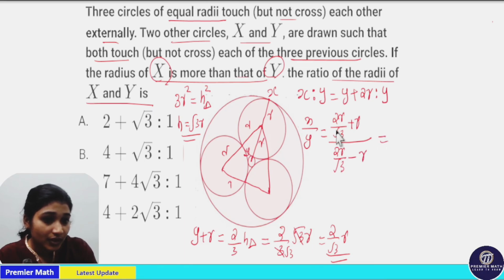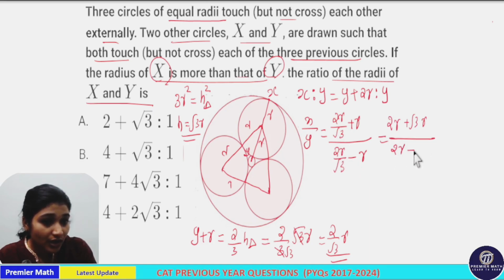Now, if you cross multiply, 2r plus root 3 r divided by root 3 in the numerator and divided by root 3 in the denominator, cancel each other. Then in the denominator you will have 2r minus root 3 r. If you take r common, we can cancel r as well, which means here you have 2 plus root 3 divided by 2 minus root 3.